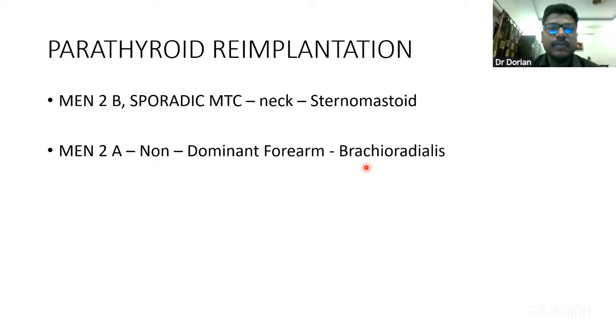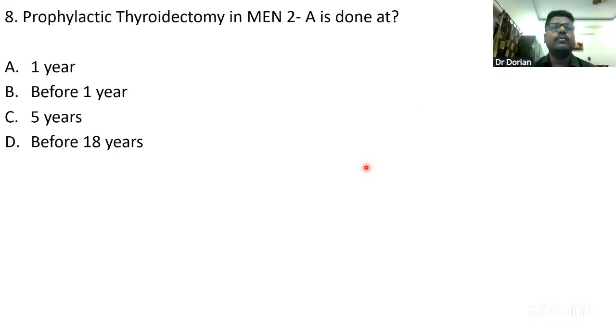Again, I'm saying let it be an interactive session. If you have any doubts, you can post it in the chat box. Okay. So coming back to the question, the answer for this will be below 5 years. That is MEN 2A means 5 years, high risk. Okay. In all other codons, other than highest risk and high risk, the thyroidectomy is done after 5 years.